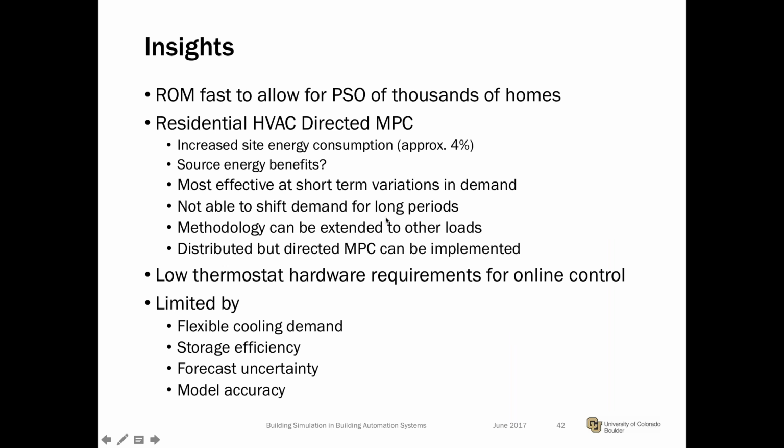So in this study, we have utilized reduced order models to allow our particle swarm optimization-based model predictive controller to optimize thousands of homes. This residential HVAC direct MPC has actually led in some cases to 3 to 4% more energy use, but we're asking ourselves, is it possible that we're achieving source energy benefits that we wouldn't achieve otherwise? And I'll get to that in a second. These homes are most effective at short-term variations in demand. We're not able to shift demands for long time periods.